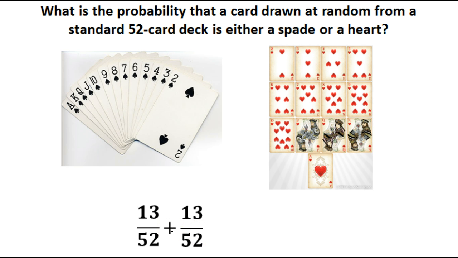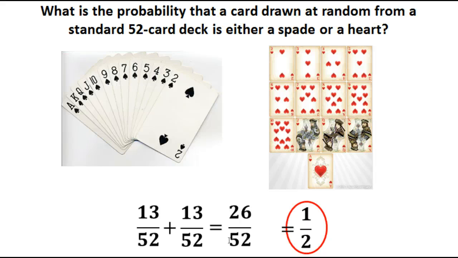Now this is different than our previous example because these are all the same event. We've got 52 cards laid out, and we're only going to draw one, but we want it to be either a spade or a heart. So we add these two together, and that gives us 26 out of 52, which reduces down to 1/2.